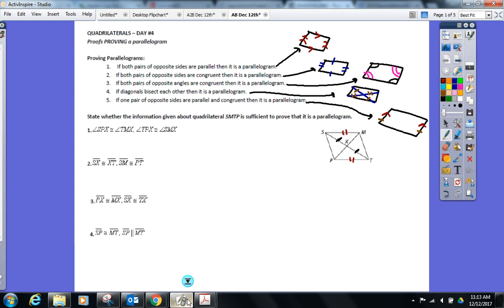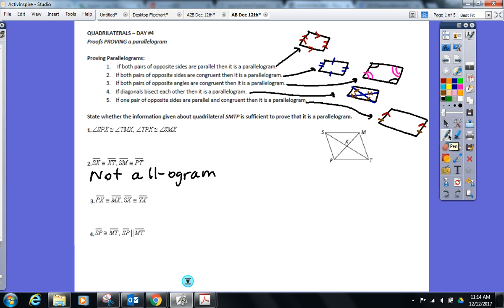No. Why not? Because it doesn't follow any of them. Diagonals don't bisect each other, and both pairs of opposite sides are not congruent. So this is a no-go. All right, so this is not a parallelogram. Everyone okay? Why? I just don't have enough info. All right, go to number 3.